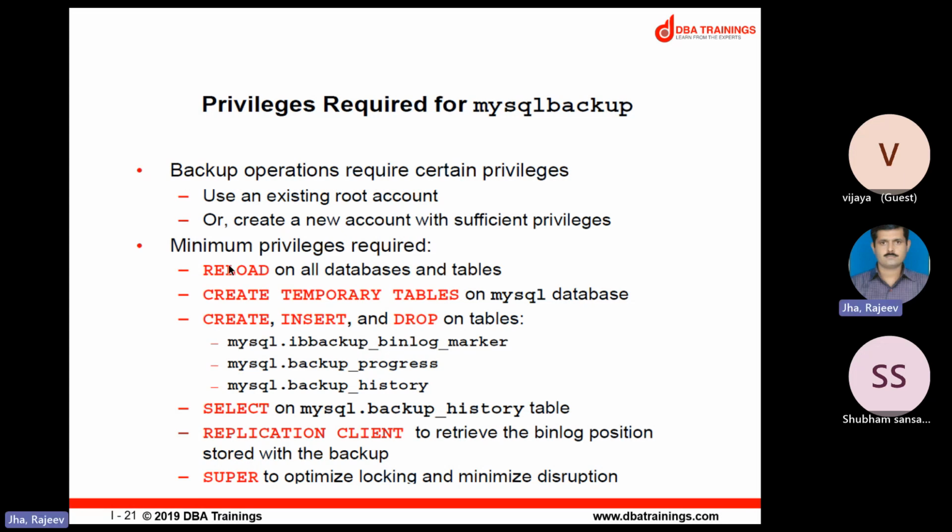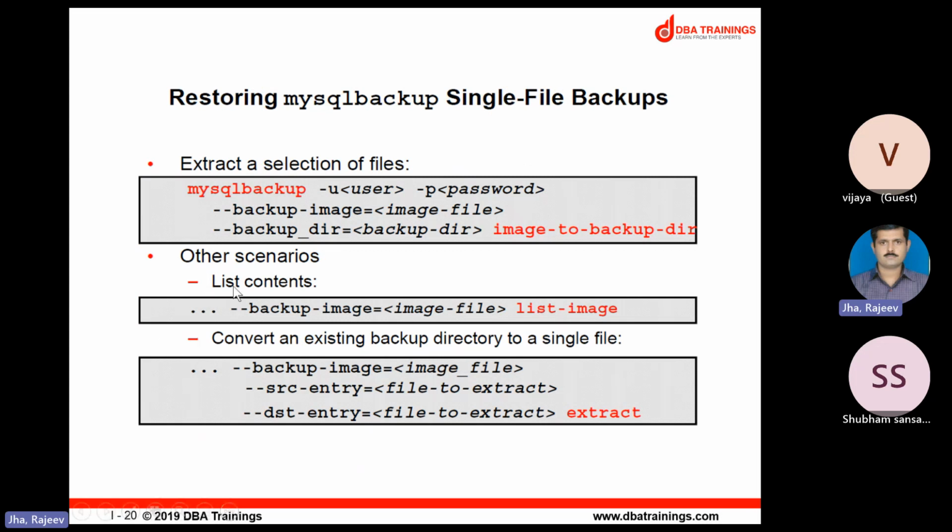And the other one you can see which I am showing here is called DST entry. DST entry is used for single file backup to extract a single file or from the directory where the user will specify the path. So that way you are able to take the single file or that part.